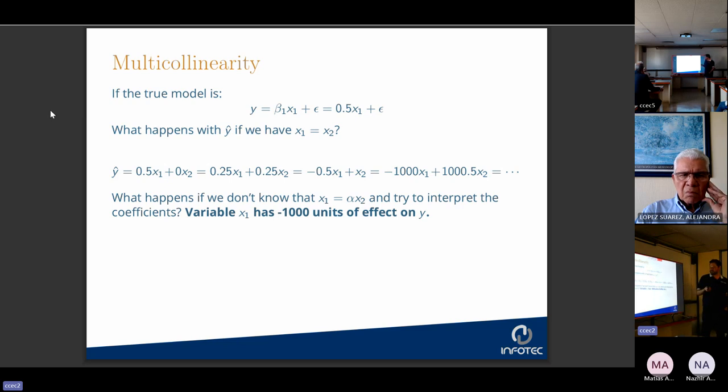It can also be very tricky to do sensitivity analysis because these coefficients can be very large because of multicollinearity. If we move one of these variables, the result in the dependent variable is going to be enlarged. So usually it's very difficult, and you have to be careful with multicollinearity.